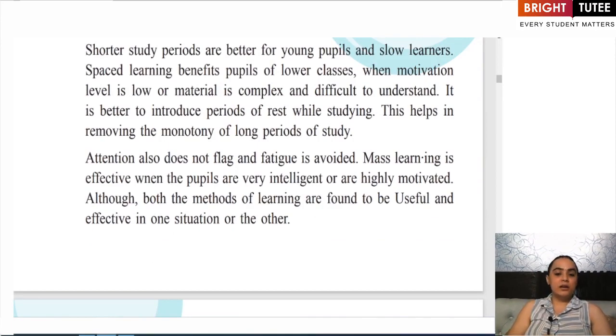Now, spaced learning obviously is something that we follow for the students, for the kids who are slow learners, who are young, because for them it is very important that some gap, some rest should be given to them because the content for them might seem to be very difficult. So one needs to have some gap in the studies. This is what spaced learning aims at.